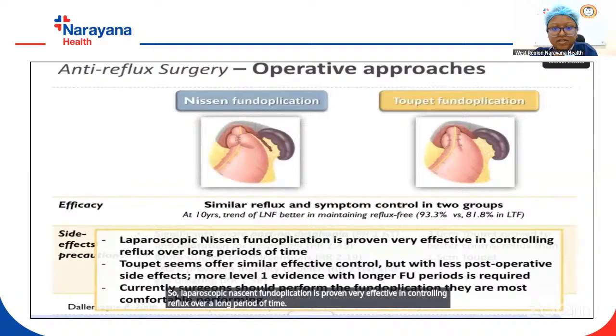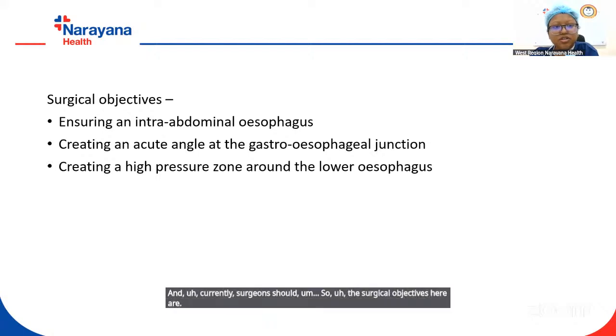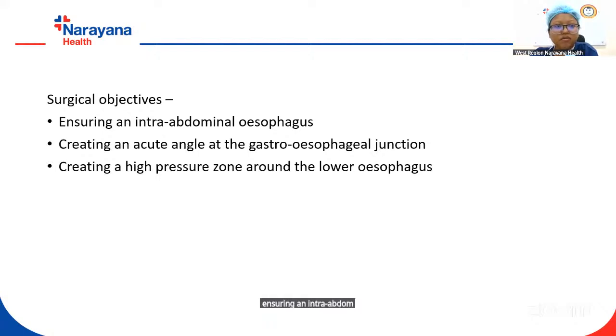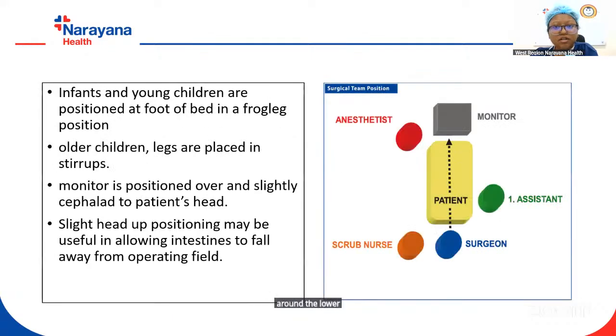The surgical objectives here are ensuring an intra-abdominal esophagus, creating an acute angle at the gastroesophageal junction, and creating a high pressure zone around the lower esophagus.